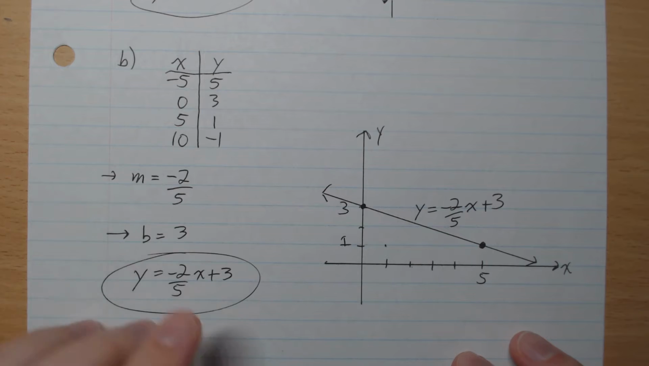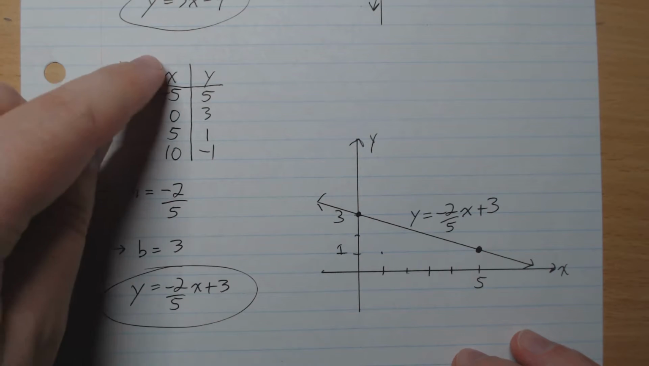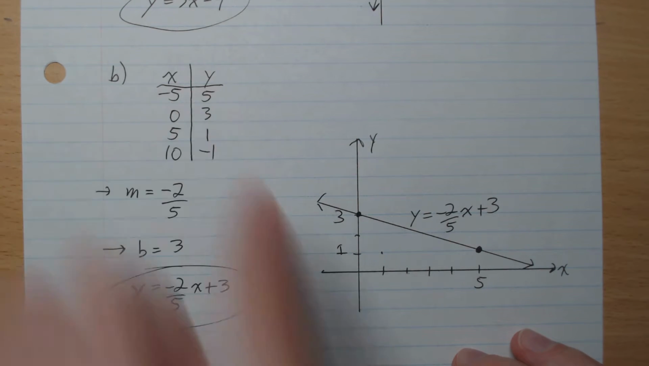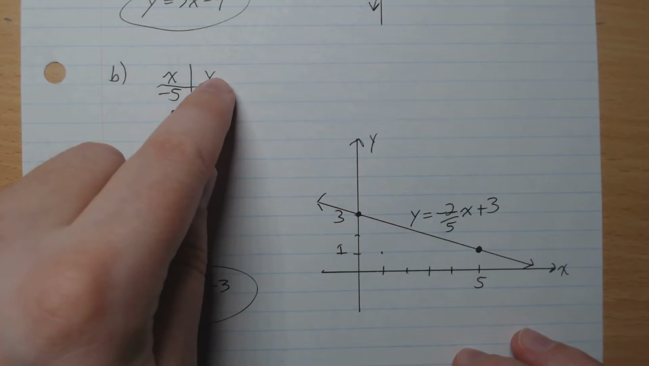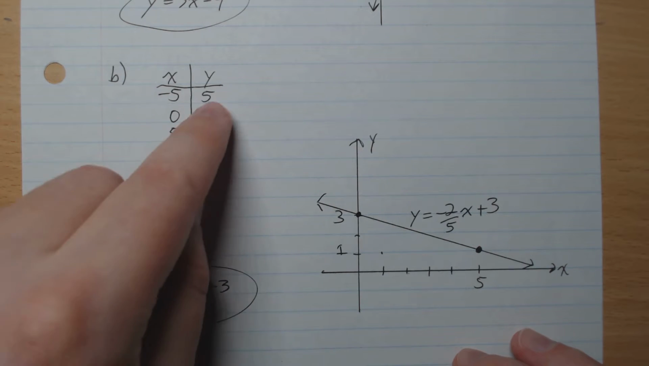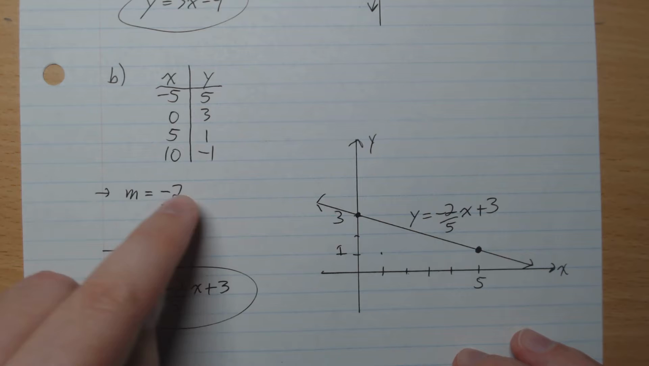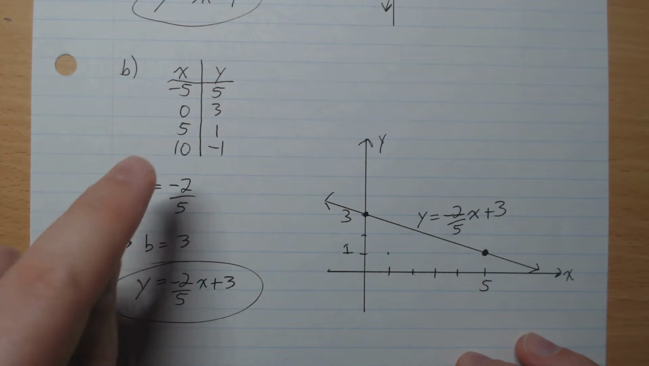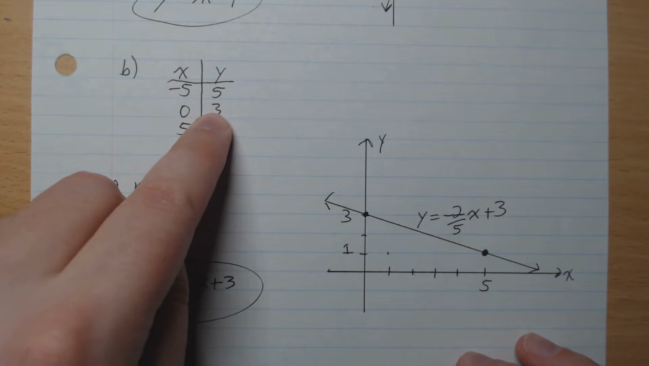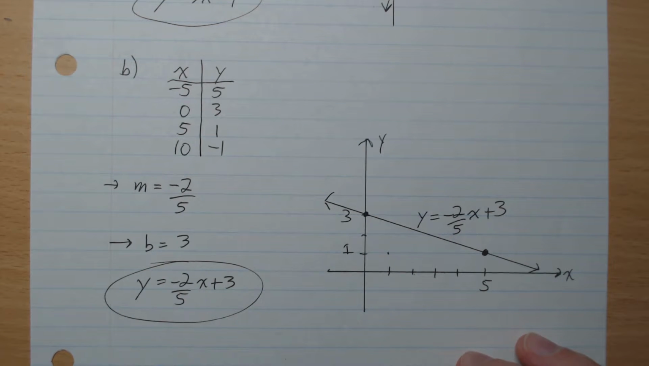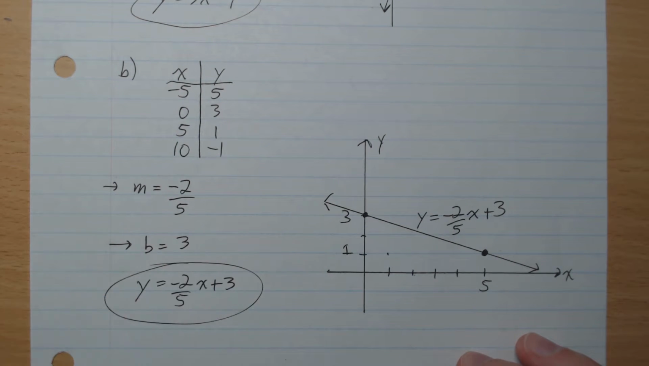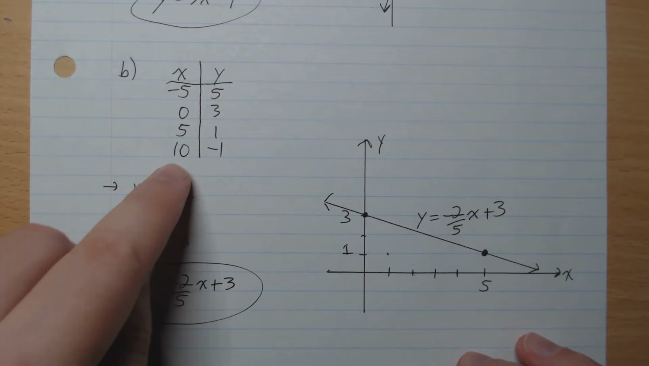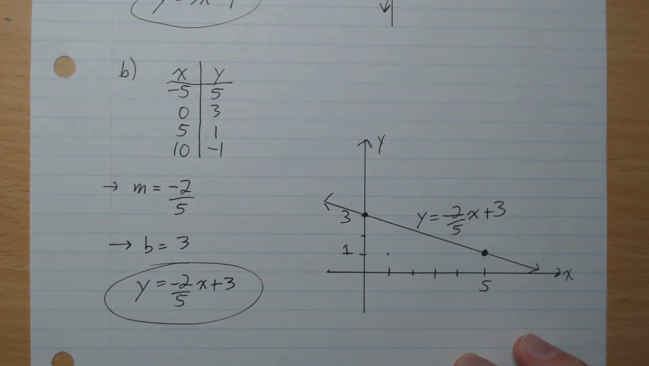Okay, B. This is what's given to us. We're going up by 5, down by 2, and repeat. So that's our slope, negative 2 over 5. We notice that when x is 0, y is 3. So that's our b value. And so there's our equation: y equals negative 2 over 5x plus 3.